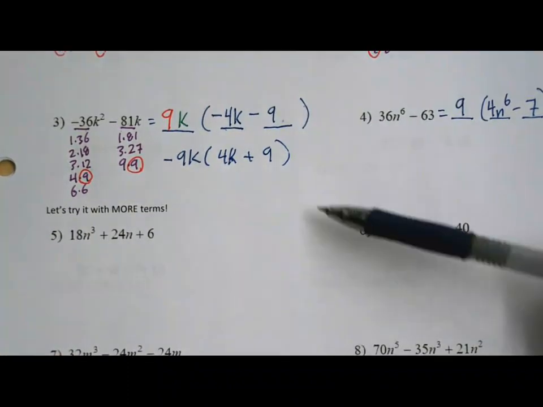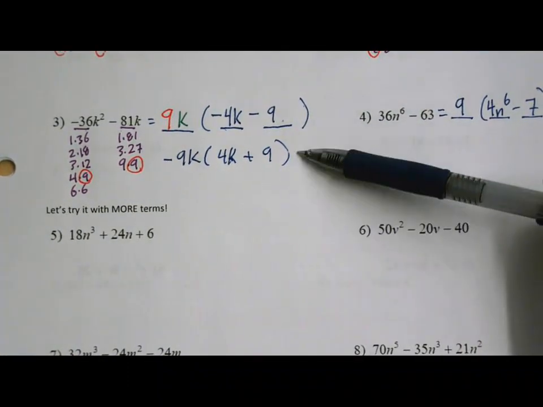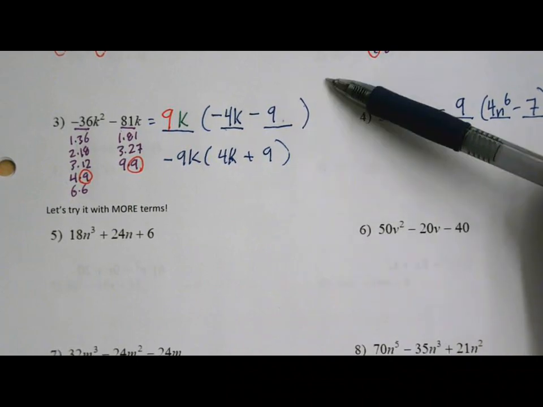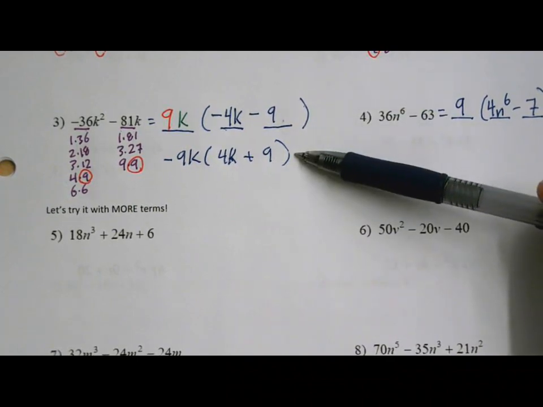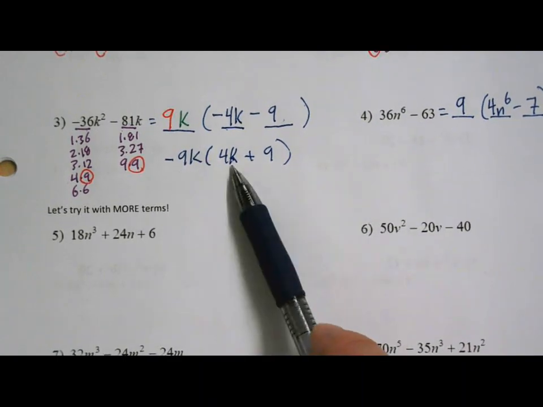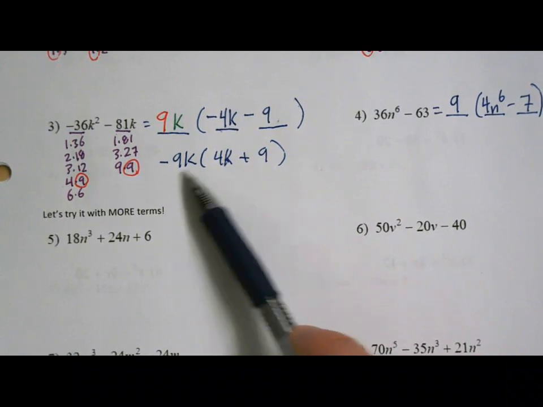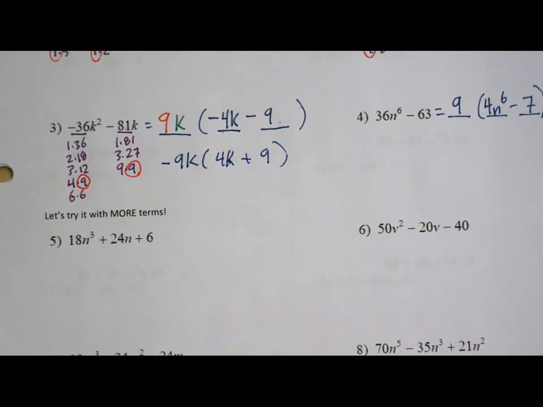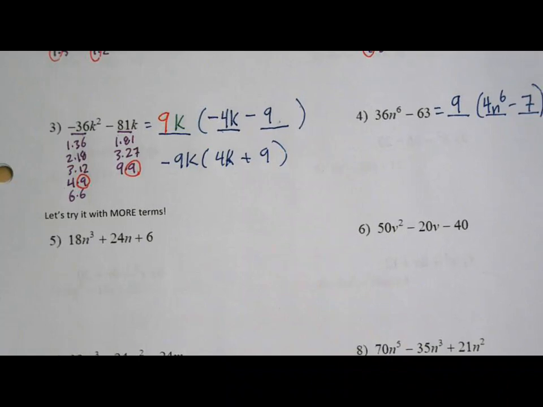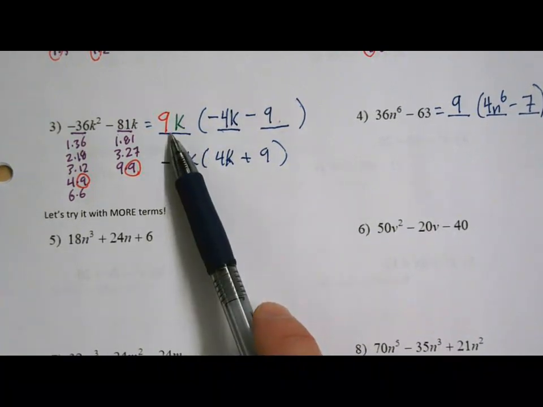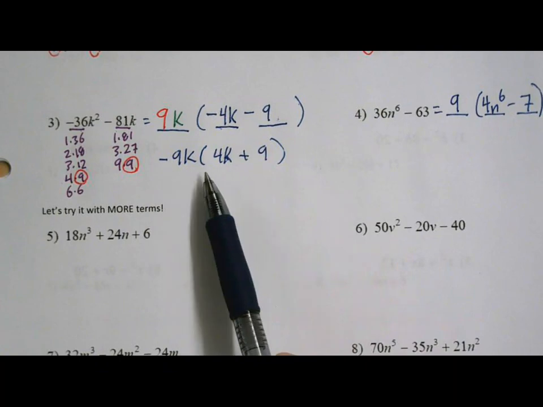Can you guys look up here and compare these two answers? And then I want you to convince yourself that both of them are correct. If you were to distribute here, you would still get a negative 36k squared, wouldn't you? And you would still get a negative 81. So I'm going to give you an assignment sheet. I'm going to show you answers on Friday. And some of the problems are going to look just like your answers, but all the signs will be flipped.